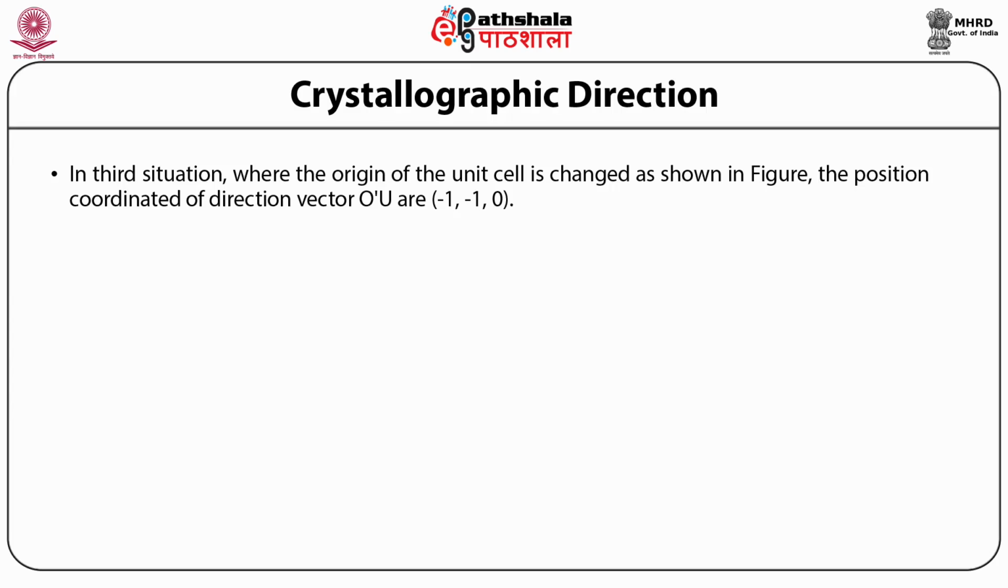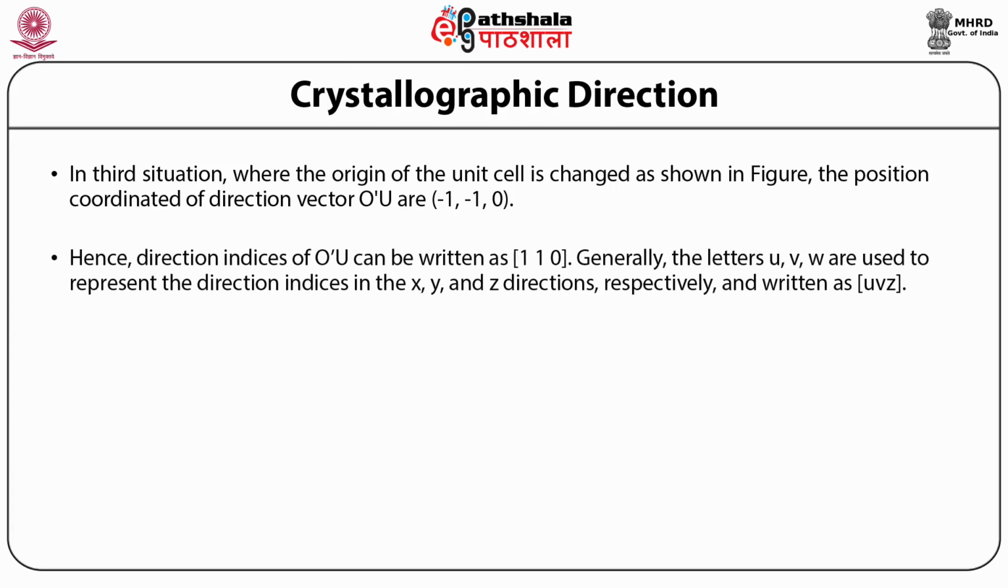The negative indices are represented by a bar over the index. Hence, the direction indices of O'U can be written as square bracket bar 1 bar 1 0 square bracket close.